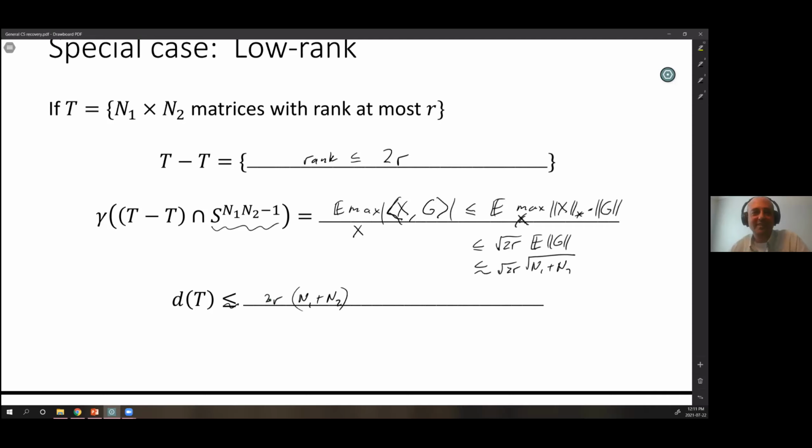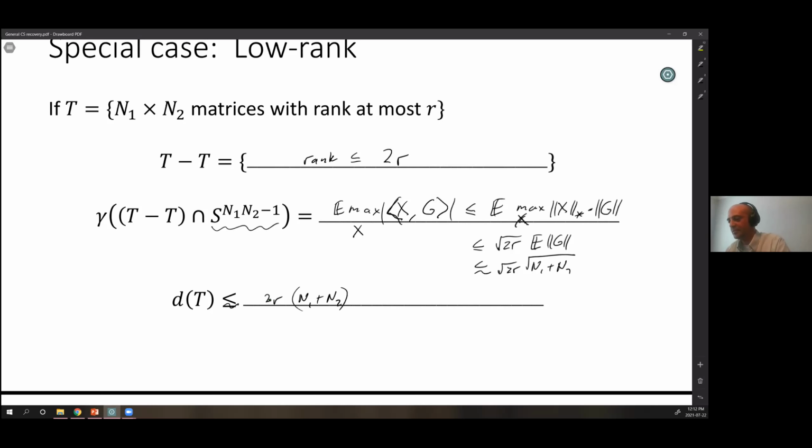T minus C. Dania, thanks for the question. That's the Minkowski difference. So take every point in T and subtract every point in T. So X minus Y for X and Y in T. Thanks for the question.